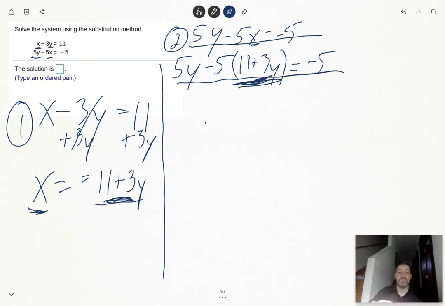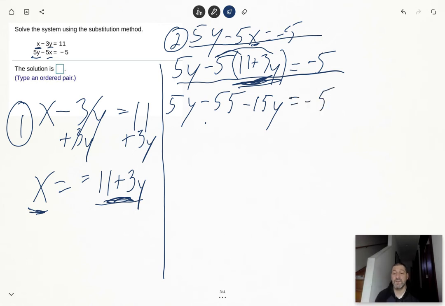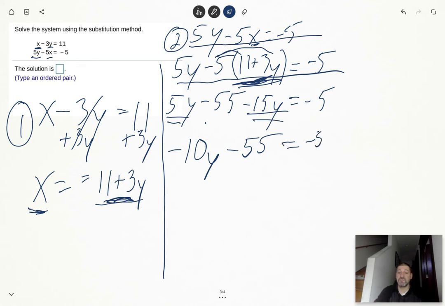So now I'm going to go ahead and solve that. 5y, and then negative 5 times 11 is negative 55. Negative 5 times 3y is negative 15y. Okay, that's equal to negative 5. Now I'm just going to use my algebra to continue to simplify this. I've got a 5y minus a 15y would be negative 10y minus 55. So I just combined these two terms, left the negative 55 there, that's equal to negative 5.